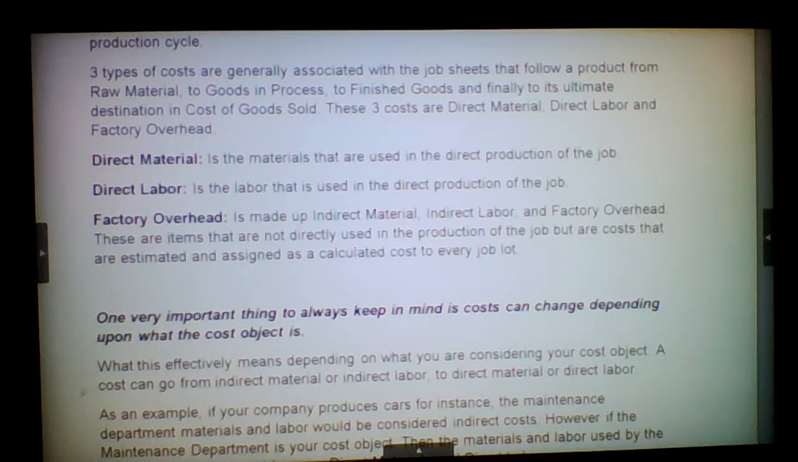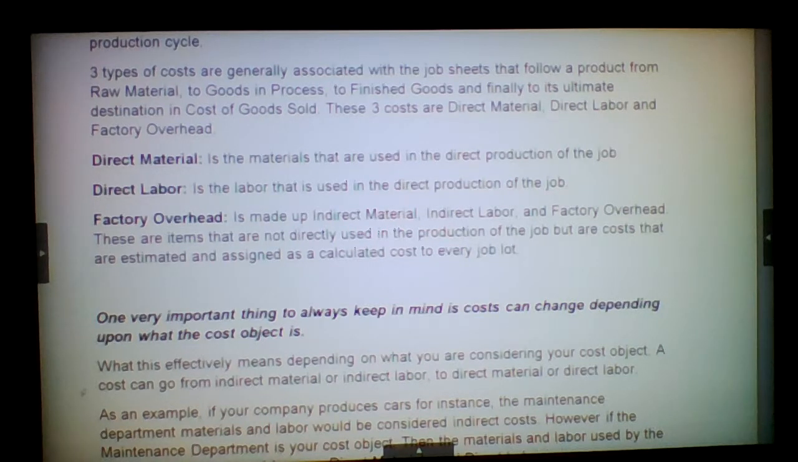Factory overhead is made up of indirect material, indirect labor, and factory overhead. Indirect material would be cost for, say, the maintenance department to come in and clean the floor after your job's been done. It's not directly related to the cost of manufacturing your job, so it's considered an indirect cost or an indirect material. Same thing with indirect labor. The maintenance staff who does the work of cleaning up afterwards, this would be considered indirect labor.